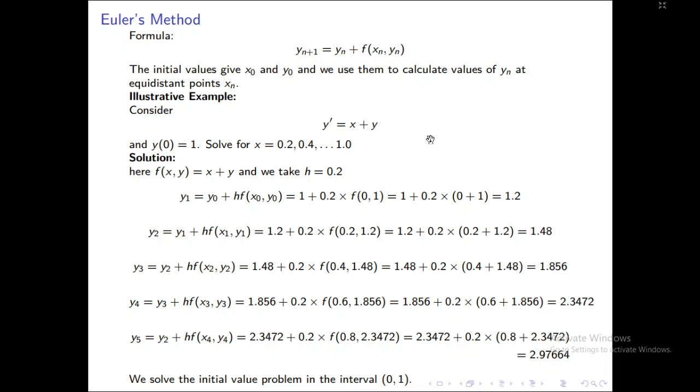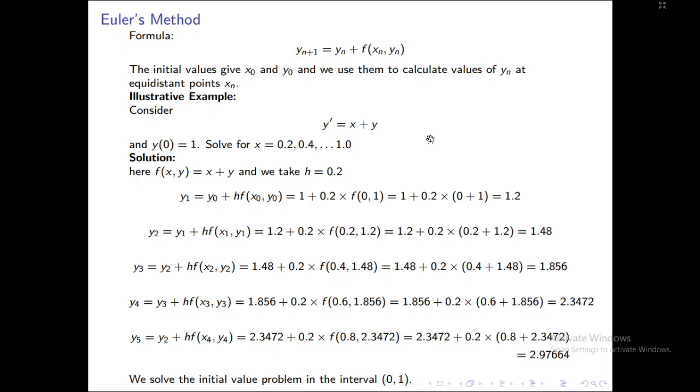Now y2 is calculated using the value of y1, that is 1.2, and x1 is x naught plus h, that is 0.2. So y2 is equal to y1 plus h into f of x1, y1, that is 1.2 plus 0.2 into f of x1, that is 0.2, y1, that is 1.2. Substituting in the expression, we get y2 is equal to 1.48.